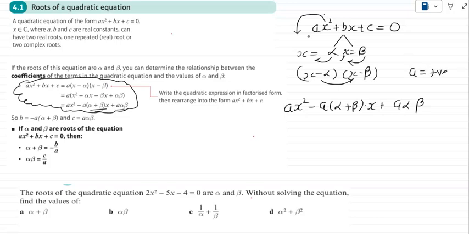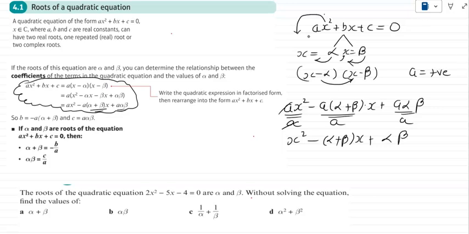Here a is any positive number. It can be negative as well. So if you compare ax² minus a(alpha plus beta)x plus a alpha beta, and we divide this by a, then a will be cancelled. You'll have x² minus (alpha plus beta)x plus alpha beta.